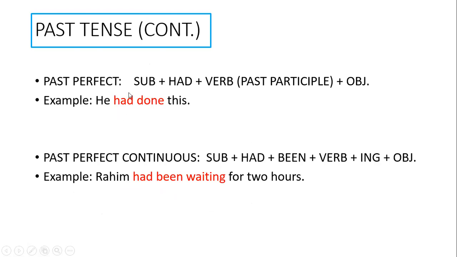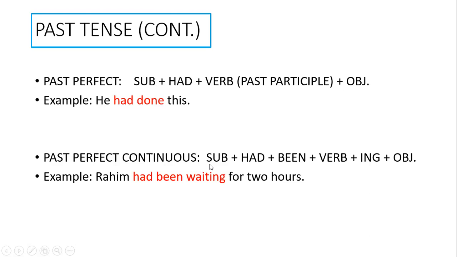Next, past perfect tense. In past perfect tense, we have to use had after the subject, and then we have to use the verb in a past participle form, and then we have to add an object. For example, he had done this. Past perfect continuous tense.